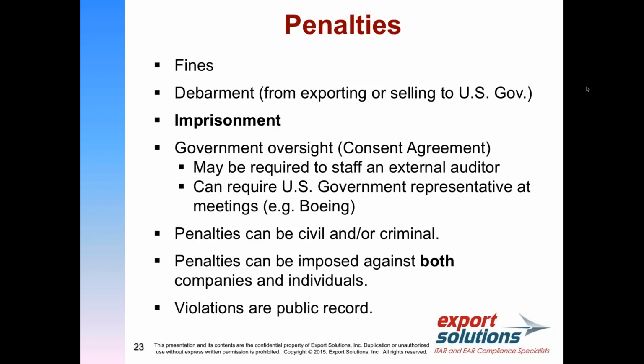Of course, penalties can be civil and/or criminal. They can be imposed against both the company and the individual. So it's not one or the other. And the violations, as we said, are public record.